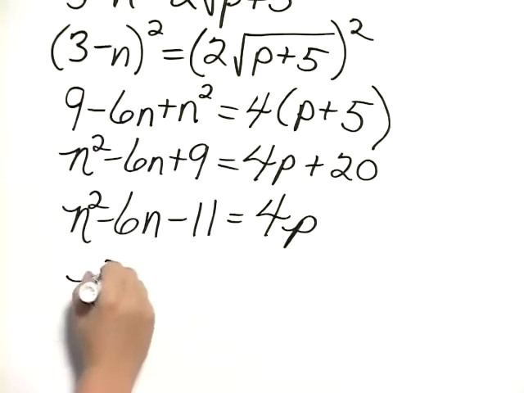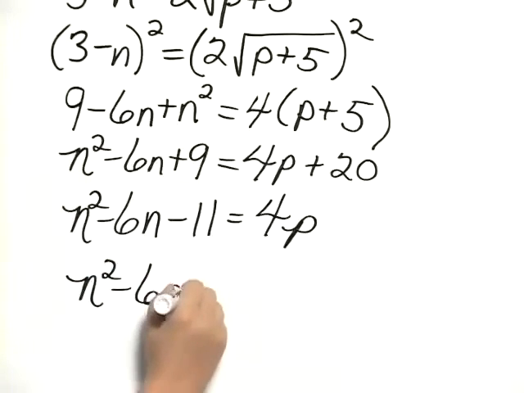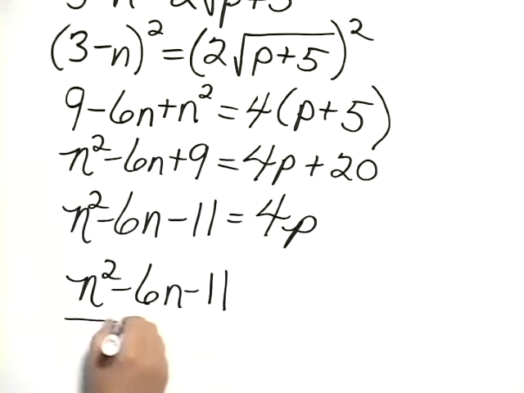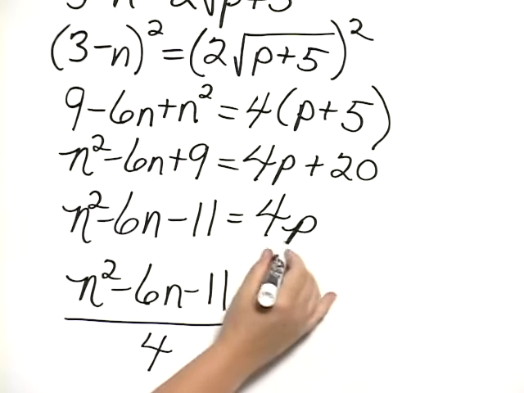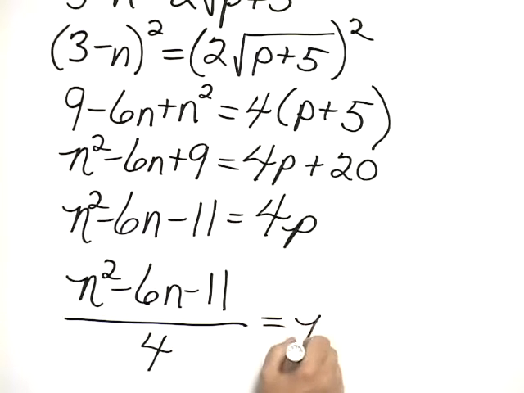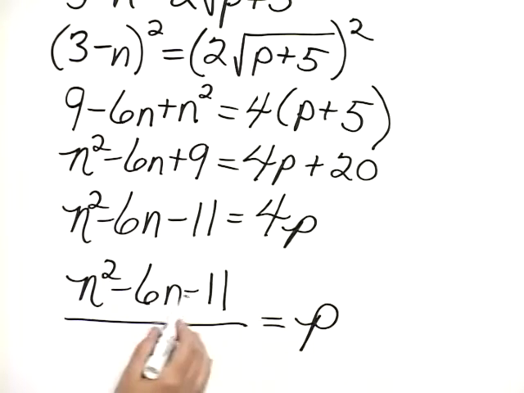On this side, that would give me n squared minus 6n minus 11, all divided by 4. And on this side, I have 4p divided by 4, which is simply p. Since I have p by itself on one side and no occurrences of p on the other side, I've solved for p.